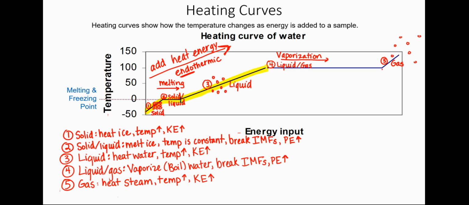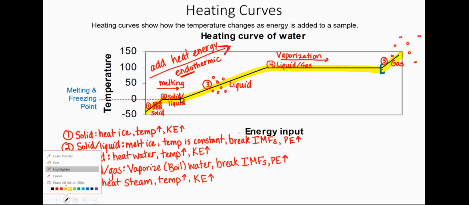At 100 degrees Celsius for water, we're going to go ahead and vaporize all of that water to steam until this point right here. And right there, we've got all gas. At that point, we're finally all steam. And now added energy is going to be used to raise the temperature of the steam.